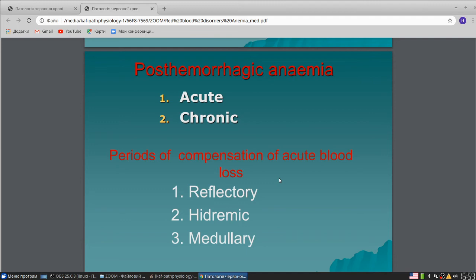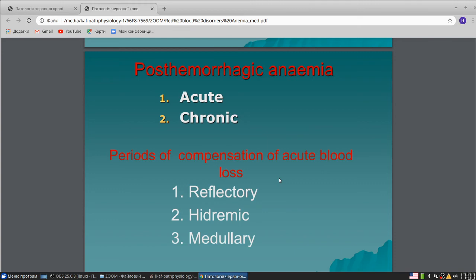In acute post-hemorrhagic anemia, we will have changes in blood which characterize normovolemia, simple normovolemia, which will be present in the refractory period. Then in the hydraemic and medullary stages, changes in blood will be different. In the hydraemic stage it will be oligocythemic hypovolemia. In the medullary stage it can be simple or polycythemic hypervolemia.